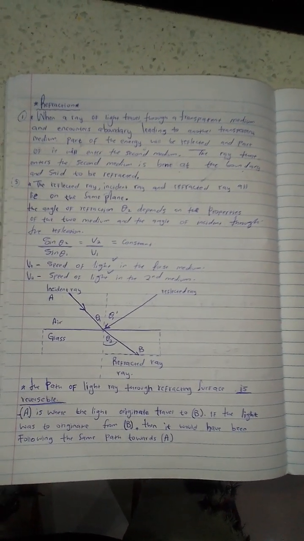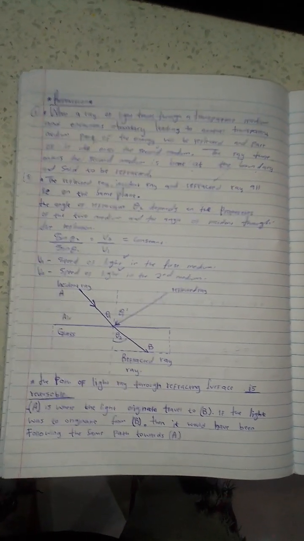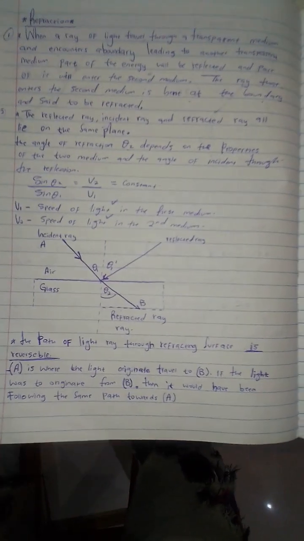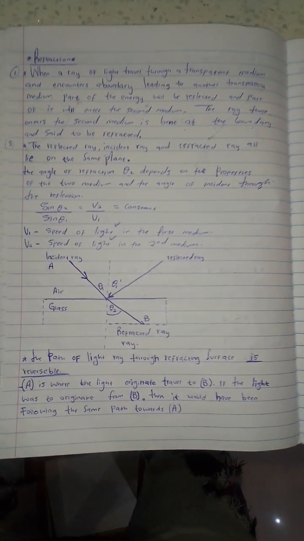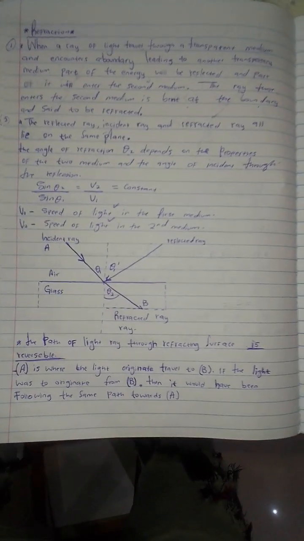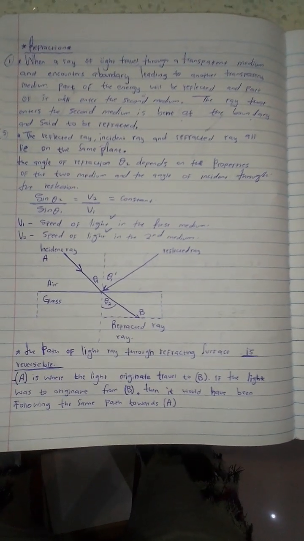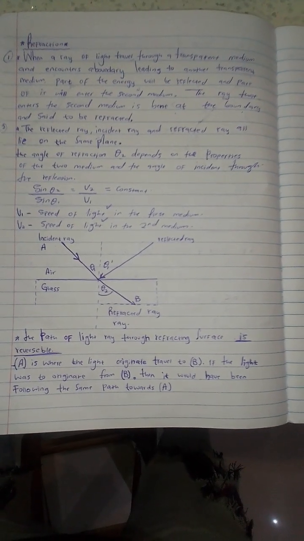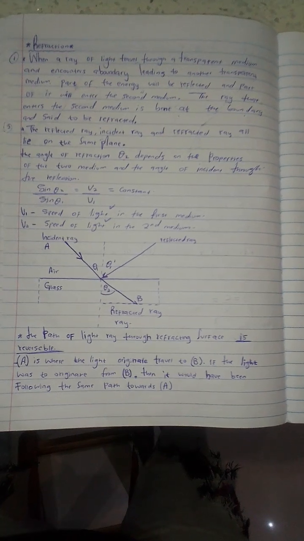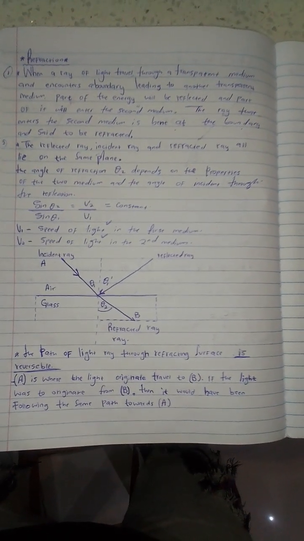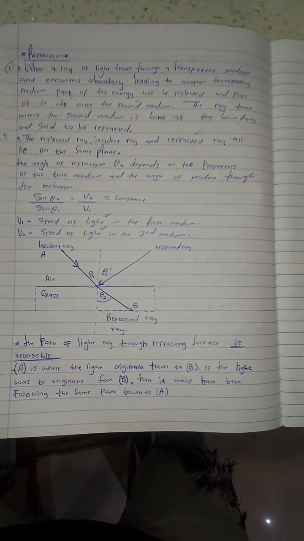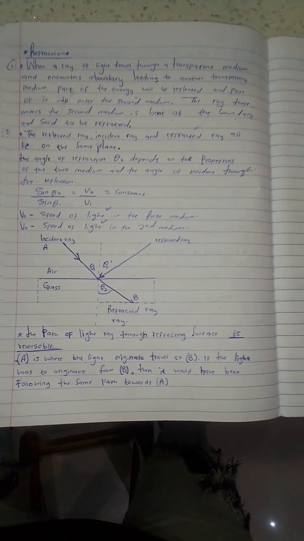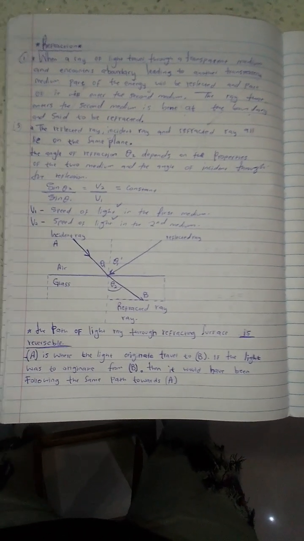As we all know, Snell's law is the ratio of the sine of the angle of incidence in one medium to the sine of the angle of refraction in the other medium. Before we continue, we also have refraction. We find refraction when a ray of light travels through a transparent medium and encounters a boundary leading to another transparent medium. Parts of the energy will be reflected and parts of it will enter the second medium. Therefore, the ray that enters the second medium is bent at the boundary and is said to be refracted.